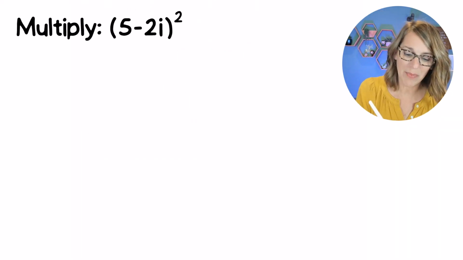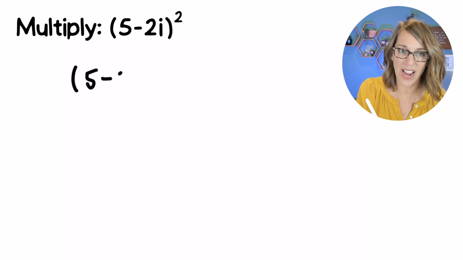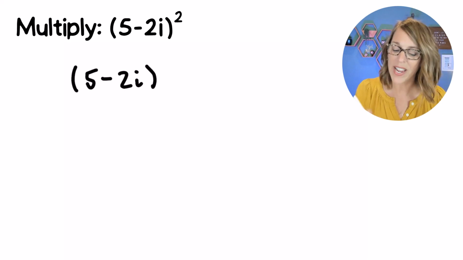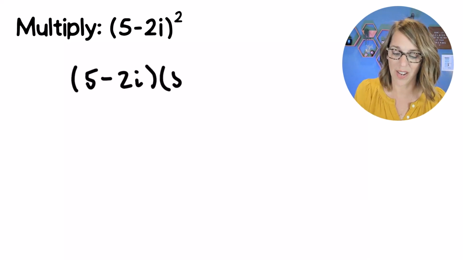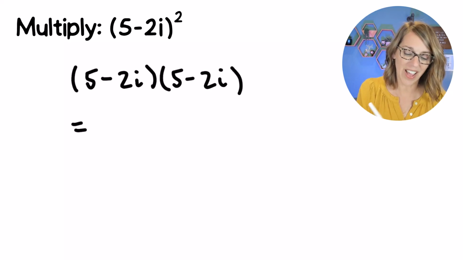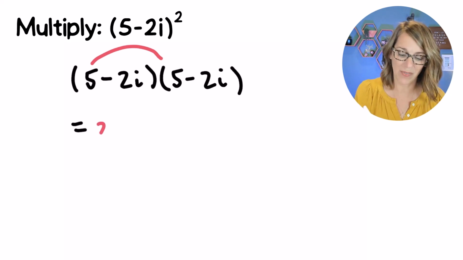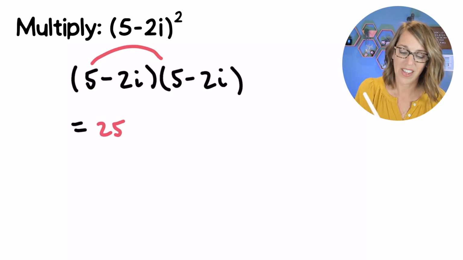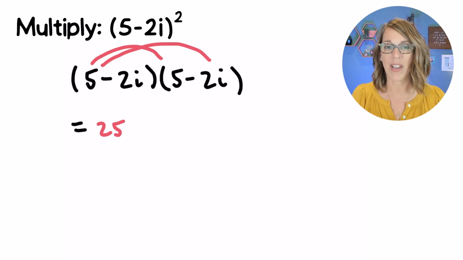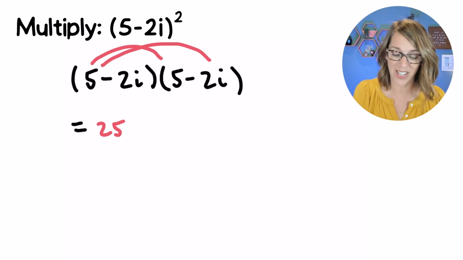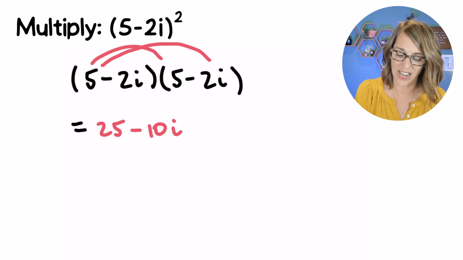This one is really similar to the last one, but I want to start by writing what this means. It's 5 minus 2i times itself, so times another 5 minus 2i. And I'm going to go ahead and multiply in that same order, doing first times first. So that's 5 times 5, or 25. And then outer, 5 times my negative 2i. 5 times negative 2 is negative 10, so I get a negative 10i.